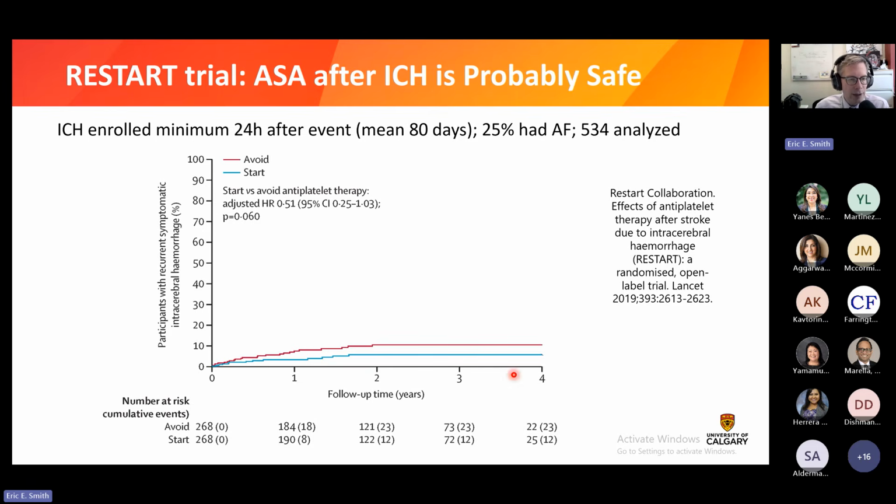And as you can see from this Kaplan-Meier curve, the risk for recurrence was low, and actually was slightly, and even almost significantly, higher in those who avoided aspirin rather than those that restarted aspirin. So recurrence rate was not elevated, and might even be somewhat reduced in those on aspirin. There's an ongoing RCT called the ASPIRE trial that is looking at, it's a phase 3 design, to confirm these results and also see if aspirin might reduce risk of ICH recurrence, which is kind of a counterintuitive concept.